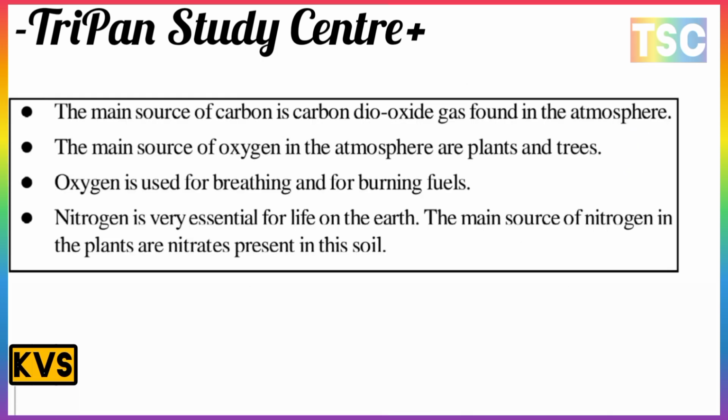So here, the main source of carbon is carbon dioxide gas found in the atmosphere. The main source of oxygen in the atmosphere is plants and trees. Oxygen is used for breathing and for the burning of fuel. Nitrogen is very important for life on the earth. The main source of nitrogen is the plants or the nitrate present in the soil.